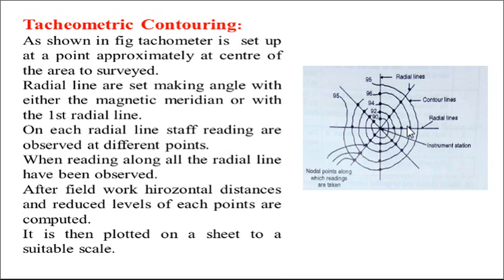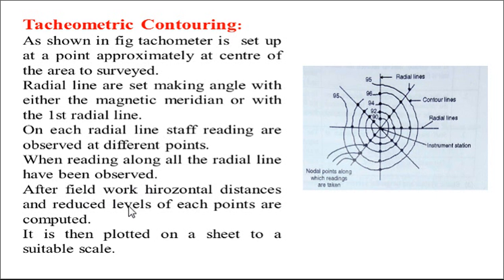Suppose this is the first radial line. First of all, we have to keep the staff over here, and we have to take the three staff readings as well as the vertical angle, if any. Then we have to keep the staff here. The same procedure we have to repeat here, here, here. So one radial line is completed. Then the second radial line, then the third one, fourth one, and we have to close the horizon. We have to come to the first point again. Now when readings along all the radial lines have been observed, the field work is over.